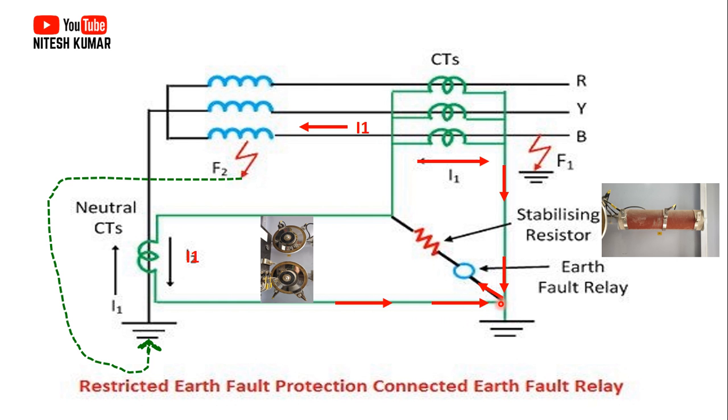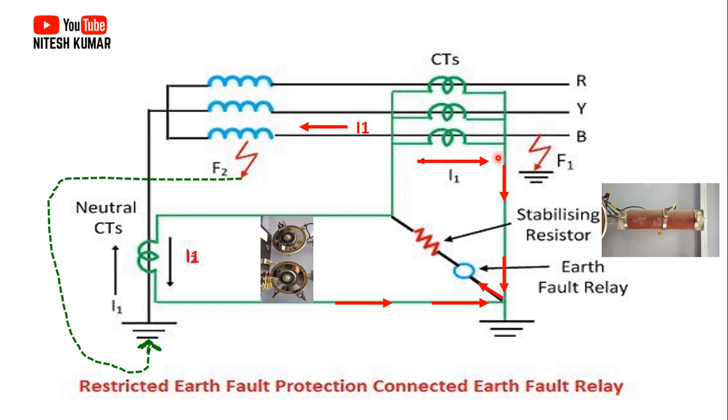Both of these currents will be added up, and then this will go to the coil of this relay, and this relay will operate. Then it will give the trip command to the circuit breaker connected to the HV side of the transformer and the LV side of the transformer. In such a way, this will protect the transformer winding. So you understood the first case: if there is a fault inside the restricted area, then your relay operates.